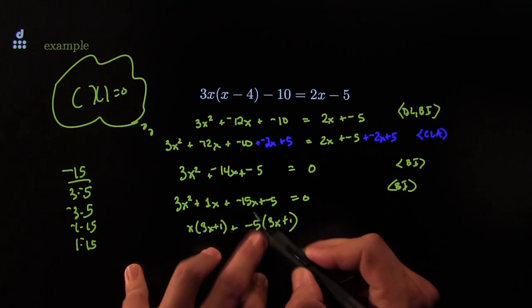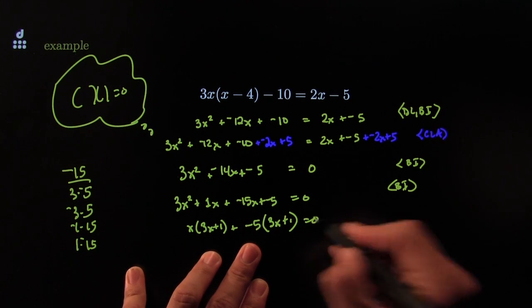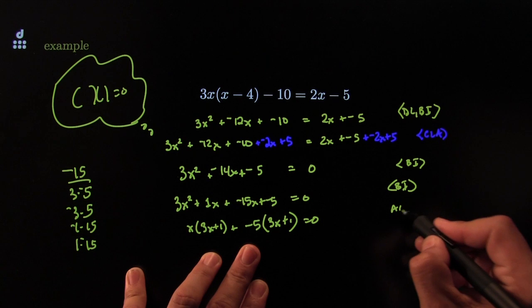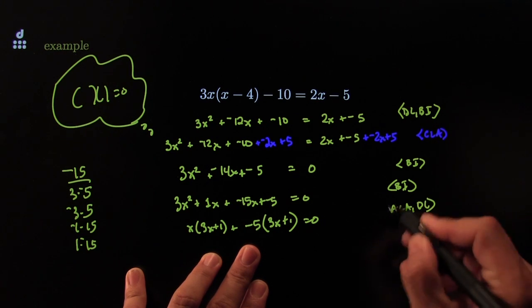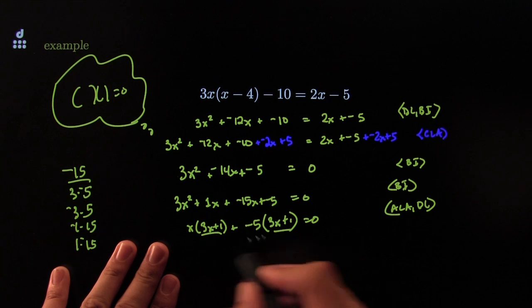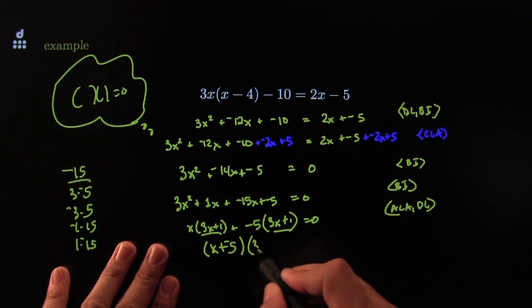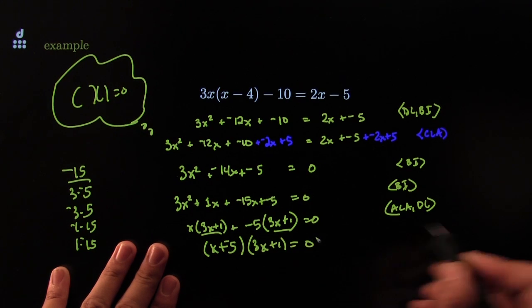Negative 5 times 3 gives you negative 15. Negative 5 times 1 gives you negative 5. That looks good so far. This is the associative law of addition and the distributive law, grouping stuff. I have a 3x plus 1 and a 3x plus 1, so I could factor that as that times 3x plus 1 is equal to 0.